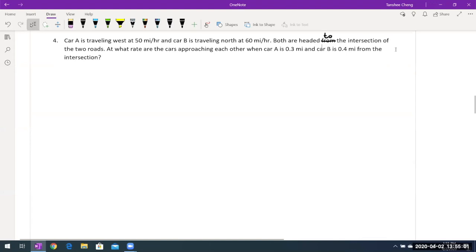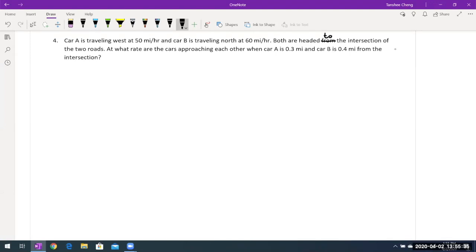So example 4: car A is traveling west at 50 miles per hour and car B is traveling north at 60 miles per hour. Those are constant speeds that we're talking about, right? And both of them are headed toward an intersection of 2 roads. At what rate do the cars approach each other when car A is 0.3 miles and car B is 0.4 miles from the intersection?